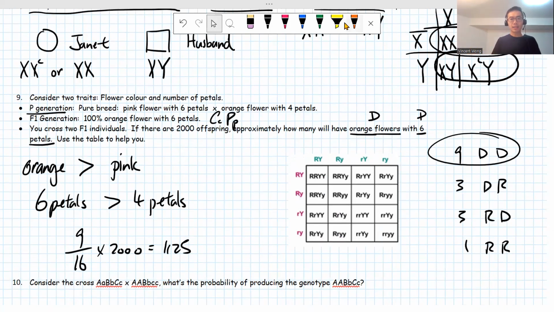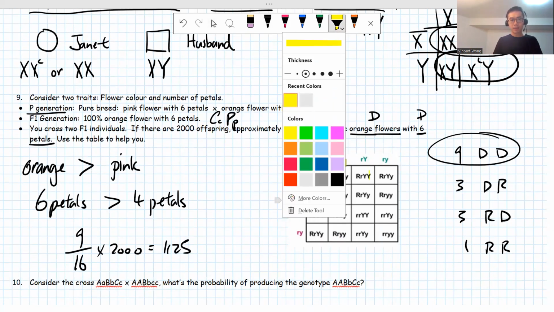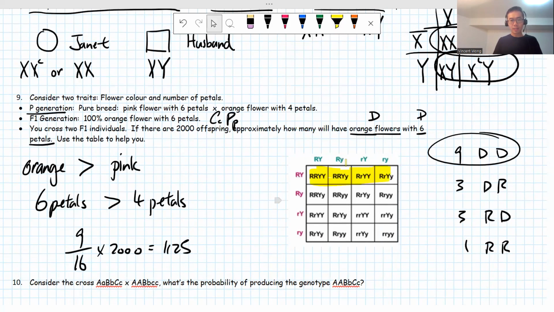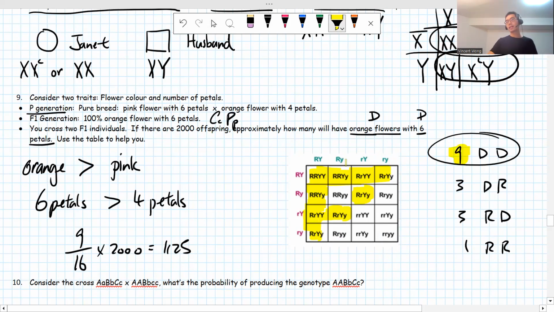Okay, so in this case, you're going to have the dominant and dominant. That's these ones, so that's the 9 out of the 16. If you forgot, then you can make the chart, but it takes a long time. It's better to just remember the ratio.